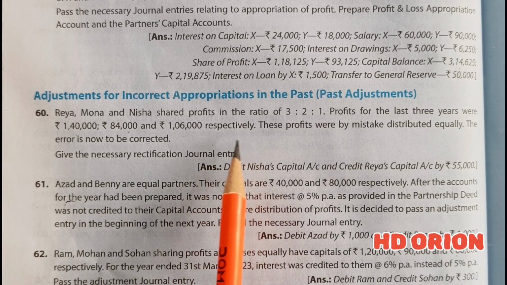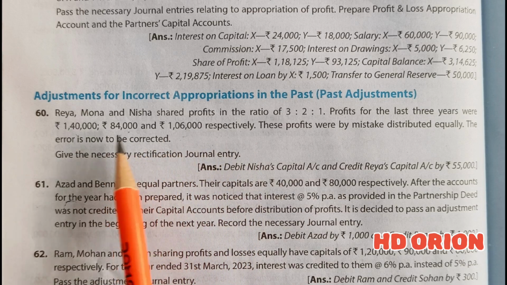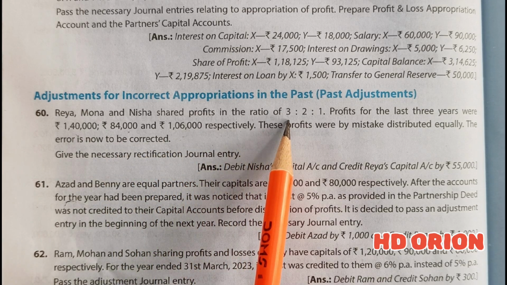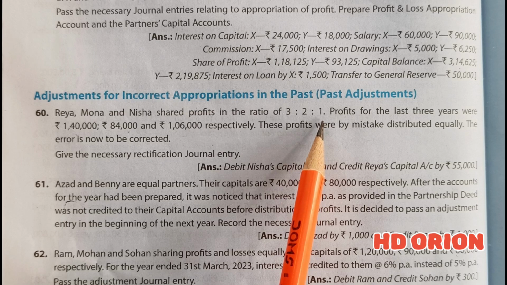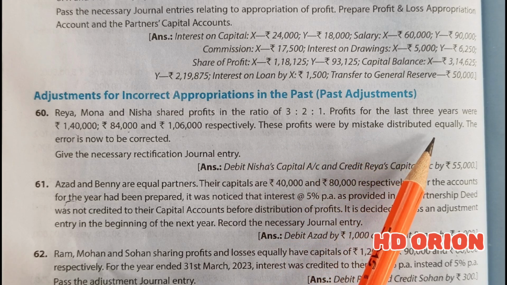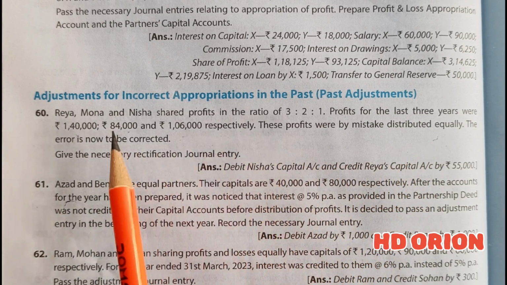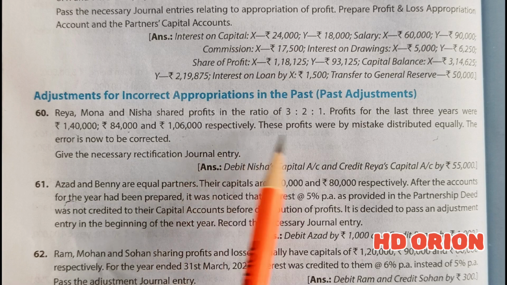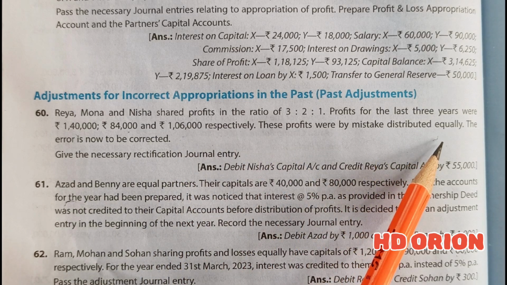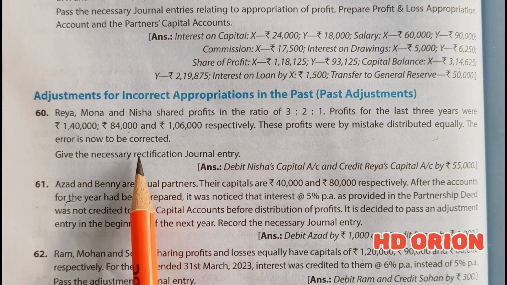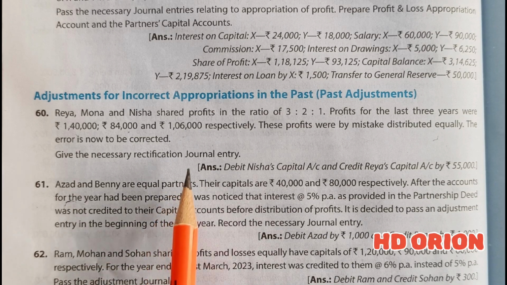Now see, for the past 3 years, instead of distributing the profits in the ratio 3:2:1, they have by mistake distributed it equally, that is 1:1:1. And now after 3 years, the partners want that their profits should be adjusted in this correct ratio. So now we have to pass one single journal entry which will adjust the capital accounts of the partners.